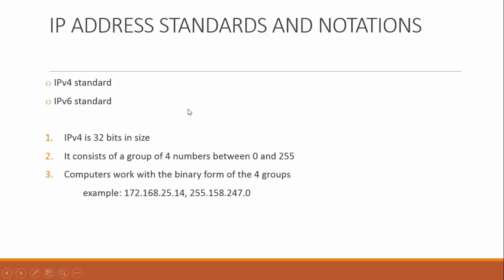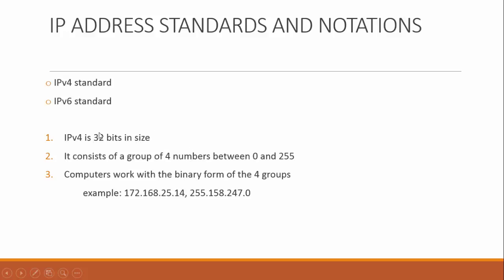So we're looking at the standards and the notations. There are two standards of IP address: the IPv4 standard and the IPv6 standard. We won't be going much into the IPv6 standard in this lesson. We'll only be considering the IPv4 standard. So what's the IPv4 standard? First of all, it is 32 bits in size, and a bit is a binary digit, which is either a 1 or a 0.